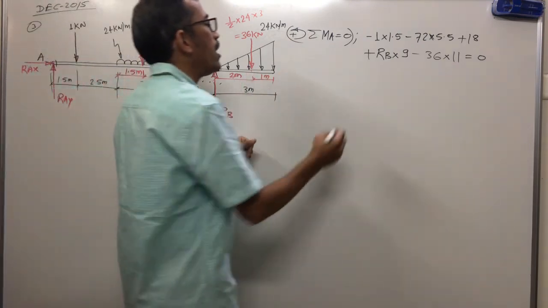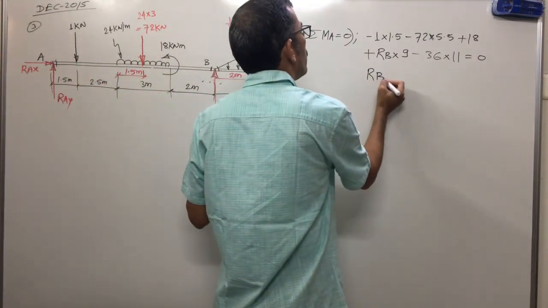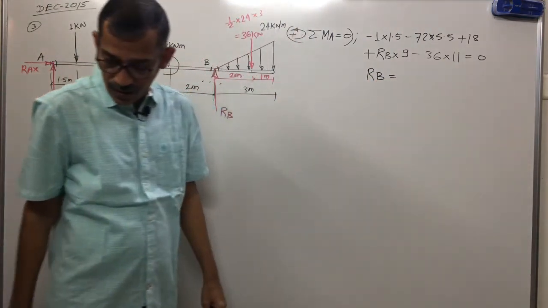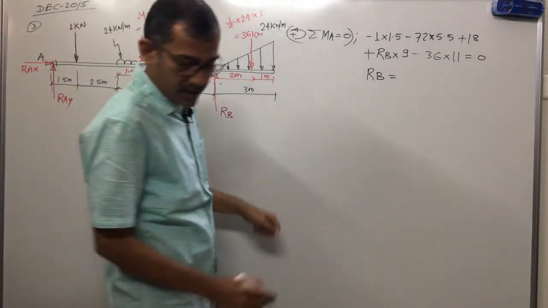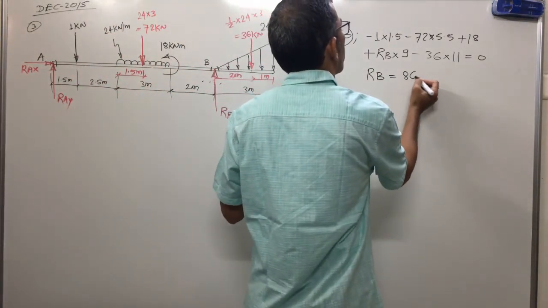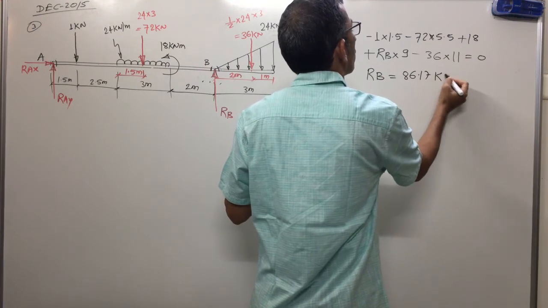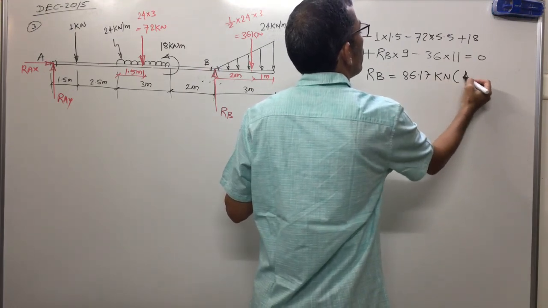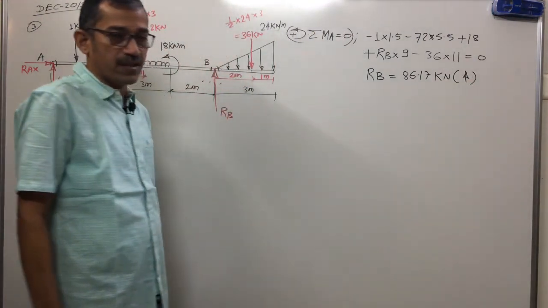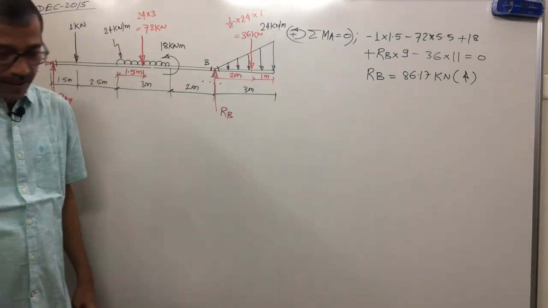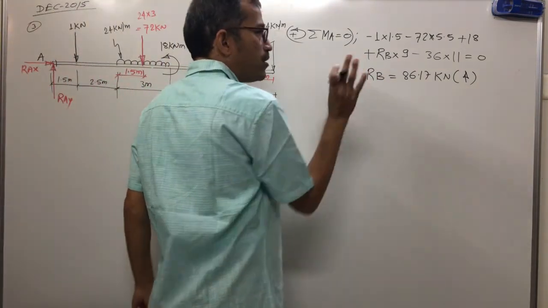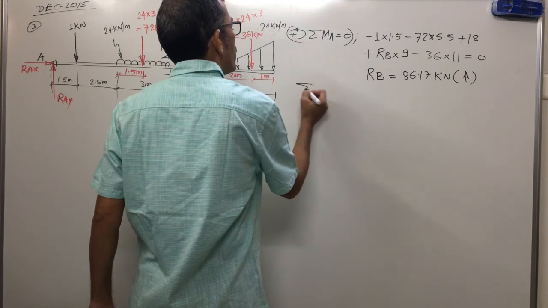So find out RB. RB comes out to be, I already calculated here, 86.17 kilonewton. The answer is positive. That means the assumed direction of this reaction is correct. What will we get? Upward. Clear? The moment equation is very important. The remaining part is comparatively easy.